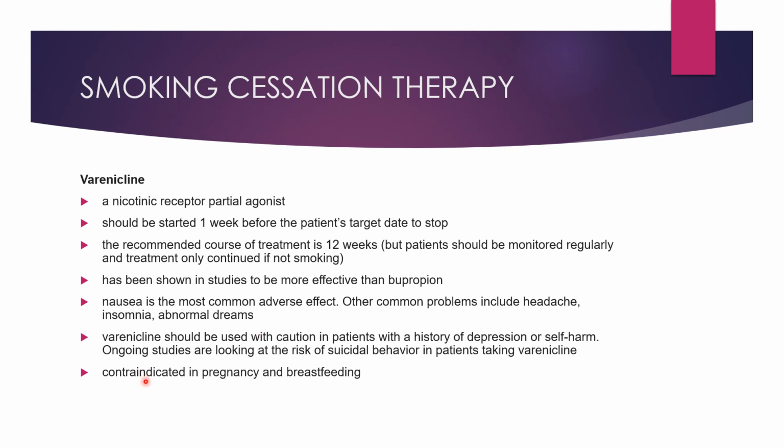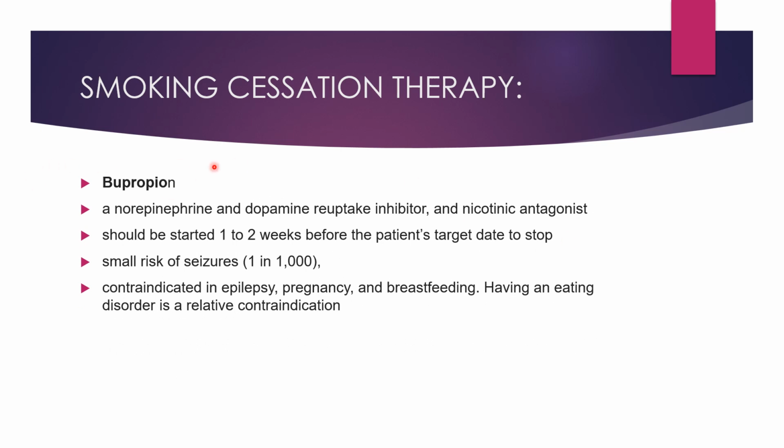So nicotine replacement therapy would be better to use in pregnancy. And the other one is bupropion, which is a norepinephrine and dopamine reuptake inhibitor and nicotinic antagonist. It should be started 1 to 2 weeks before the patient's target stop date, and there is a small risk of seizures. So it is contraindicated in epilepsy, pregnancy, and breastfeeding. The question can be framed in such a way that the patient has a history of depression, and in the past history they mention that the patient has epilepsy, and they may mention the patient is pregnant or breastfeeding. So which is the appropriate smoking cessation therapy? In that case, you have to go ahead with nicotine replacement therapy. So in that way, the question can be asked.